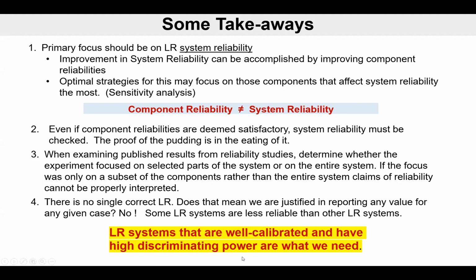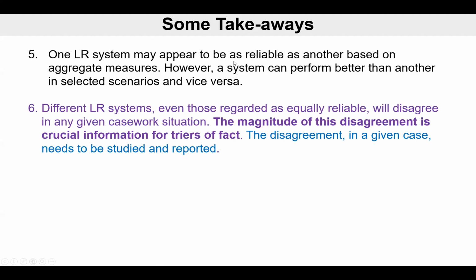A couple more takeaways. One LR system may appear to be as reliable as another based on aggregate measures, but in subpopulations or subsets or selected scenarios, their performance can be different. And more importantly, different LR systems, even those regarded as equally reliable, will disagree in a given casework situation. The magnitude of this disagreement is crucial information for triers of fact. The disagreement in a given case needs to be studied and reported.